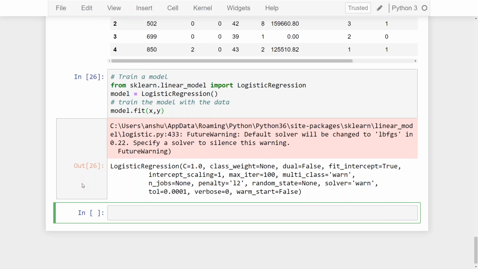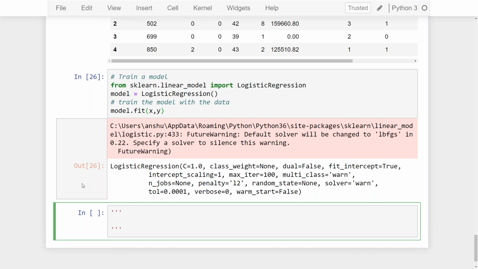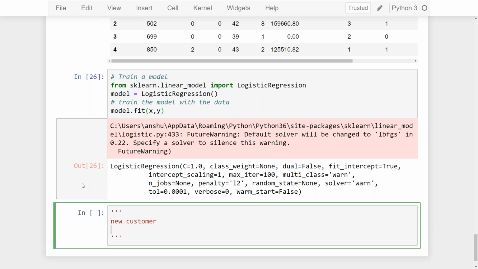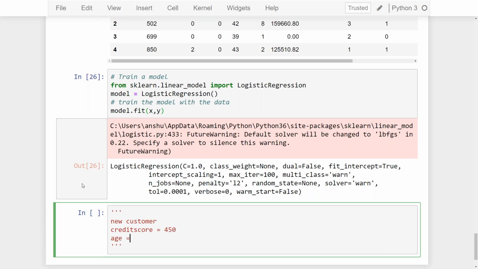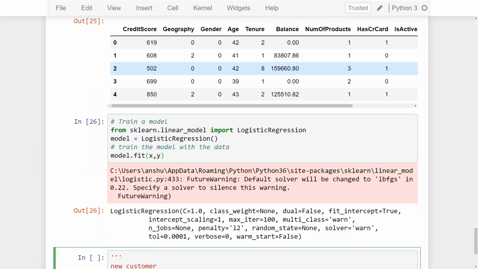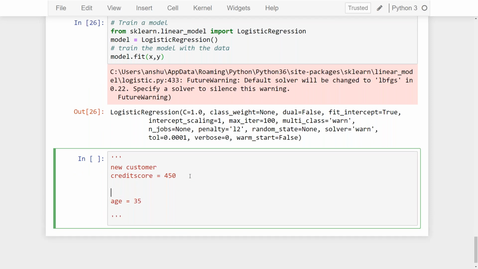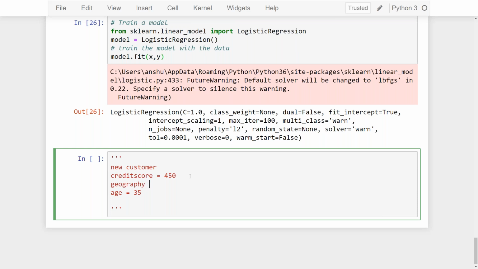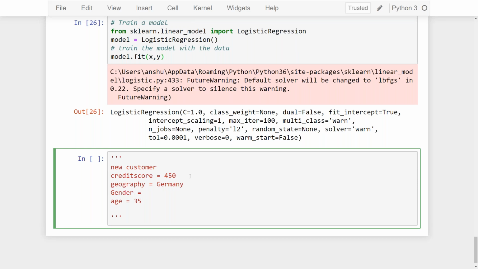So let's say that we have a new customer, and for that new customer, we have to make a prediction. That new customer has a credit score of 450, age of 35, and after age, which are the other columns? Sorry, geography, gender, and then age, right? So geography is Germany, gender is female, age is this. Then tenure, balance, number of products.